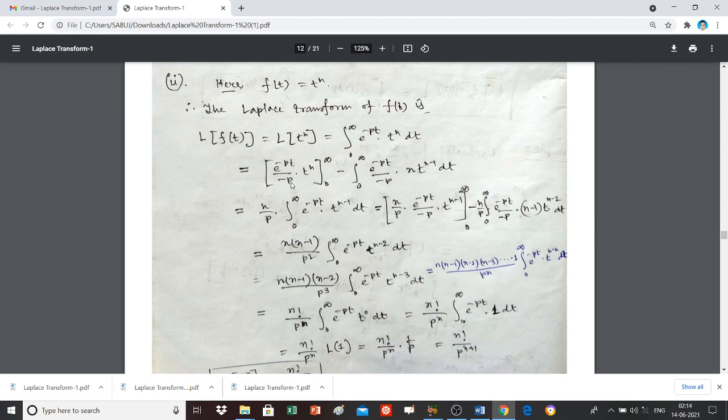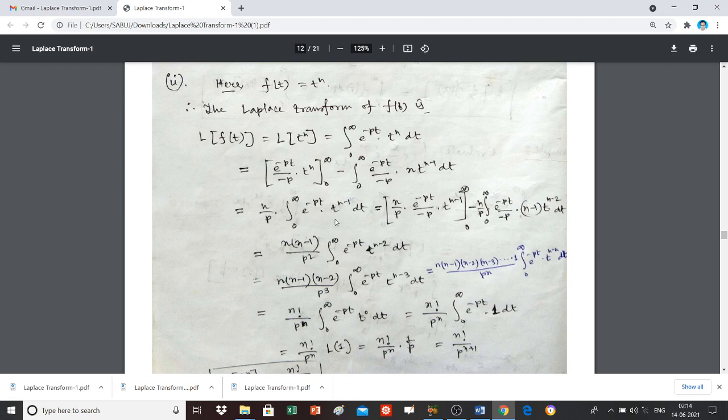When t is infinity, this term gives 0, and when t is equal to 0, this term also gives 0. So this is ultimately 0. Then from here, this minus p and this minus p provide a positive sign. So we have n by p times the integral from 0 to infinity of e to the minus pt times t to the power n minus 1 dt.